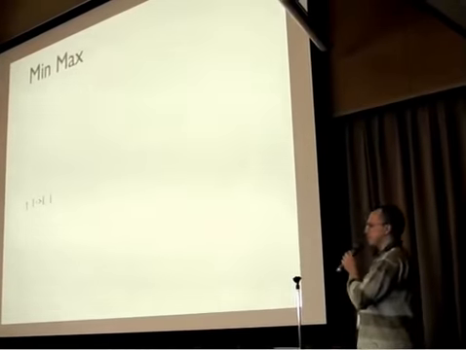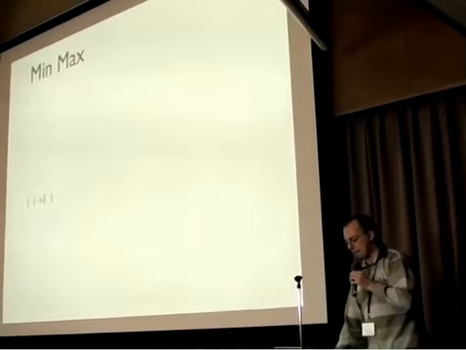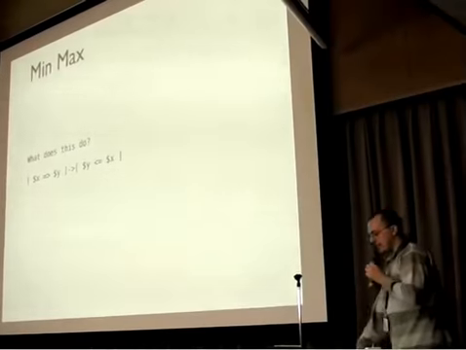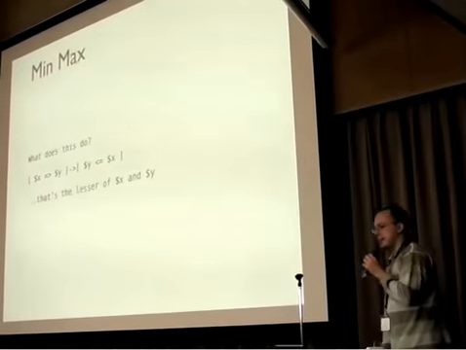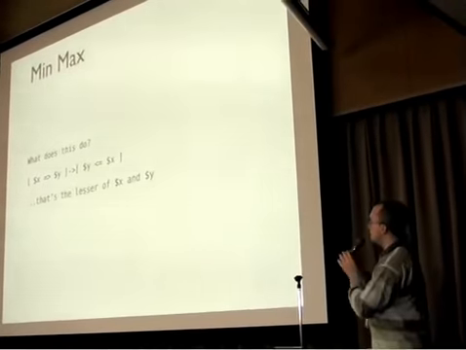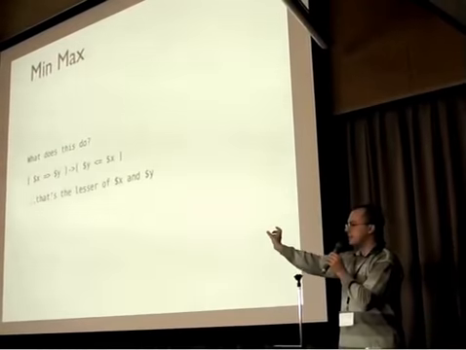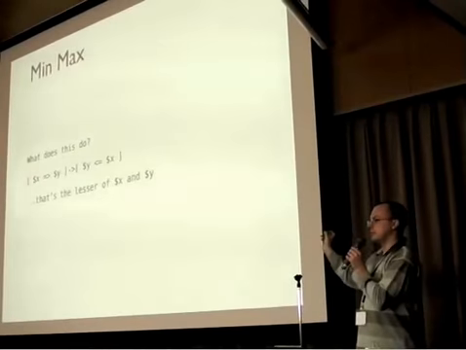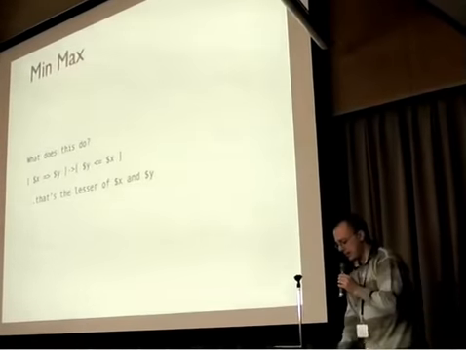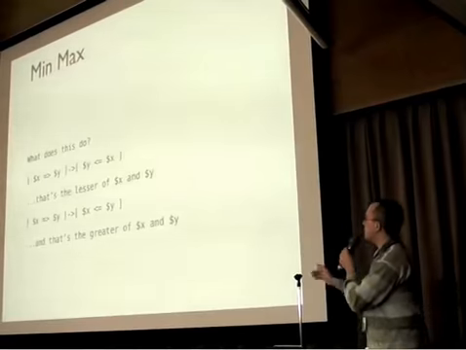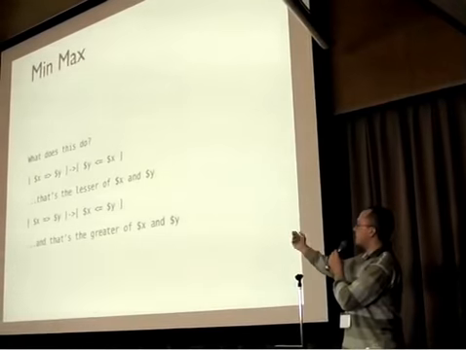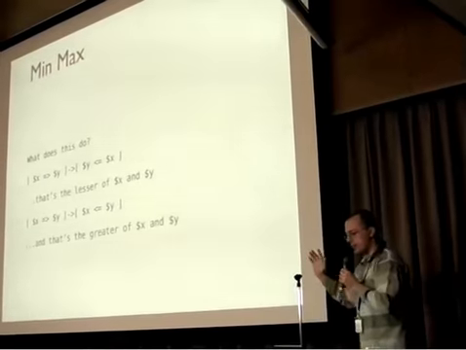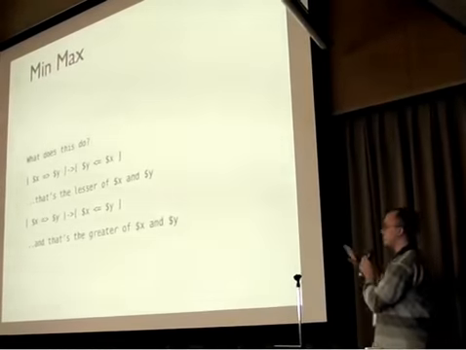The min-max operator. So what does this do? This actually gets you the lesser of $x and $y. Because you're creating a list, and then you're accessing the first or the second value, depending on which one is bigger. You can also use it this way, by swapping $x and $y on the second part, and then you get the greater of $x and $y. And there's all sorts of tricks like this.